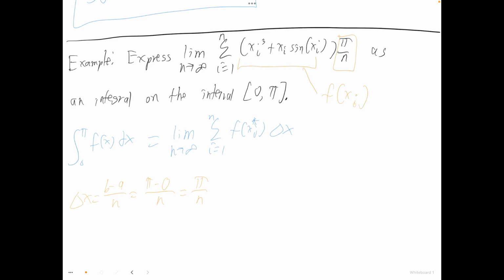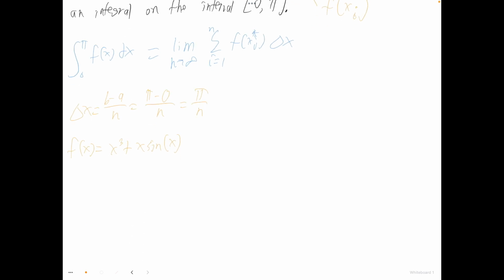I'm going to write x sub i because x sub i is what I actually have written there. Now, what have I plugged x sub i into? Well, it looks like I've plugged x sub i into the function f of x equals x cubed plus x sine of x. Notice that's what I've plugged x sub i into. Because of that, that must be our f of x. And so our integral is then just the integral from 0 to pi of f of x, which is x cubed plus x sine of x dx.